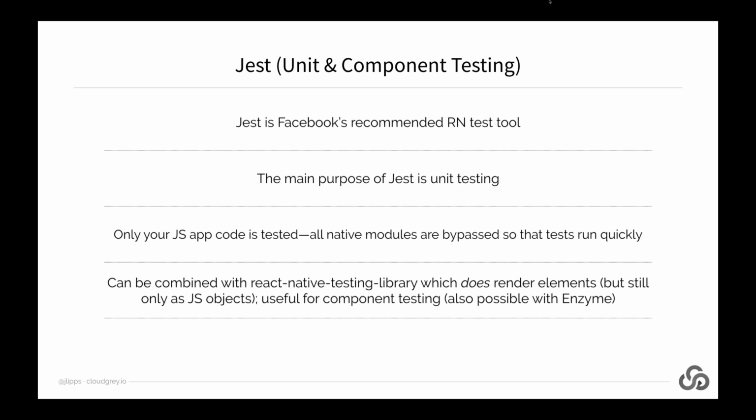You can get one level higher with Jest if you mix it in with a library like Enzyme or something called React Native Testing Library, which goes one step further in terms of actually rendering components, but in a sort of mock or virtual way. In other words, it turns them into JavaScript objects rather than native UI elements. So it's one step closer towards end-to-end testing, but still completely virtual and therefore quite fast.